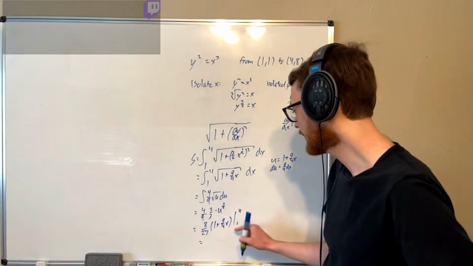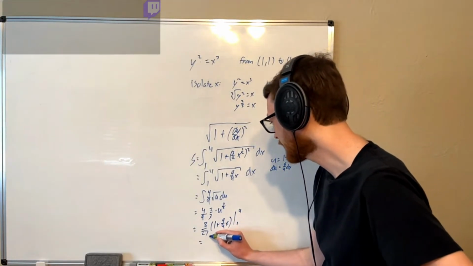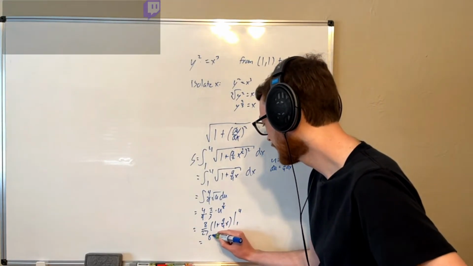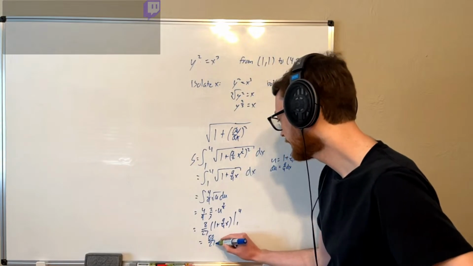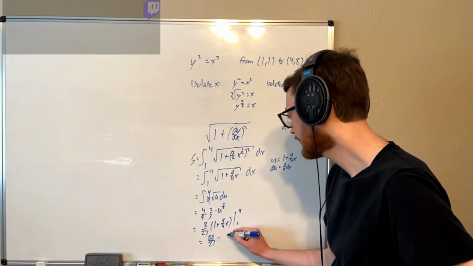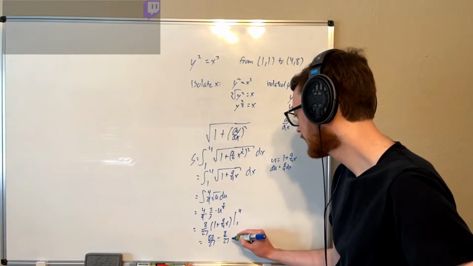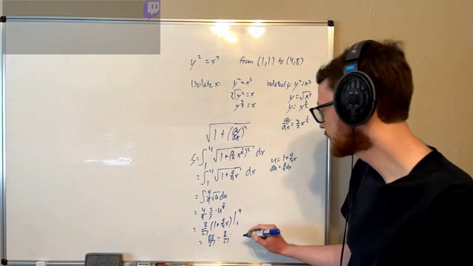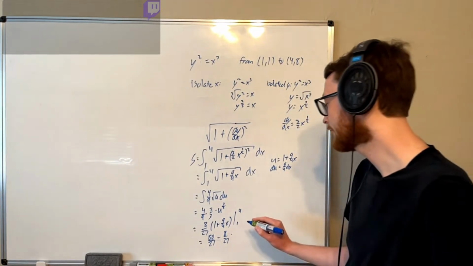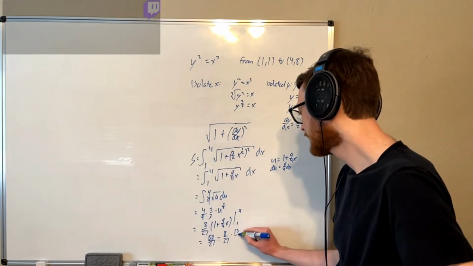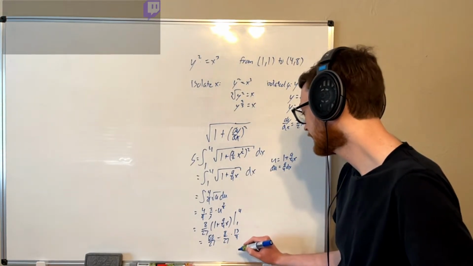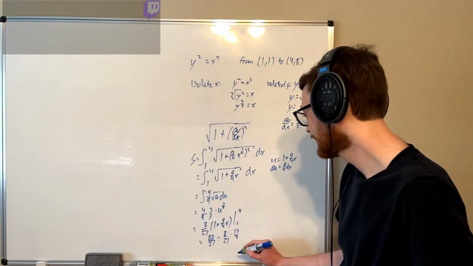So from 4, you get 10 inside of the parentheses, so 80 over 27, minus 1 plus 9 over 4, which is 13 over 4. It's annoying math.